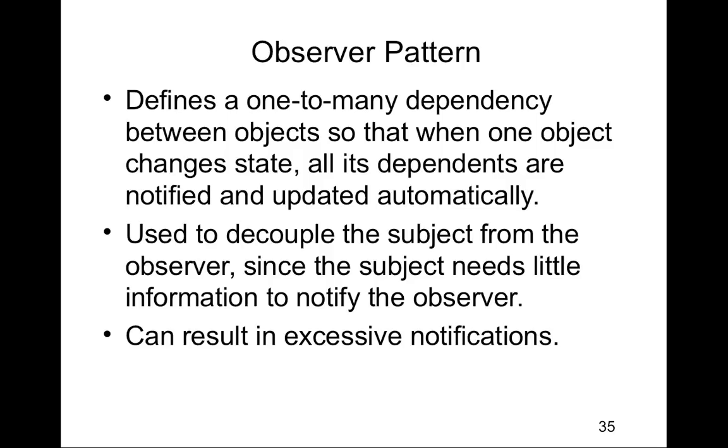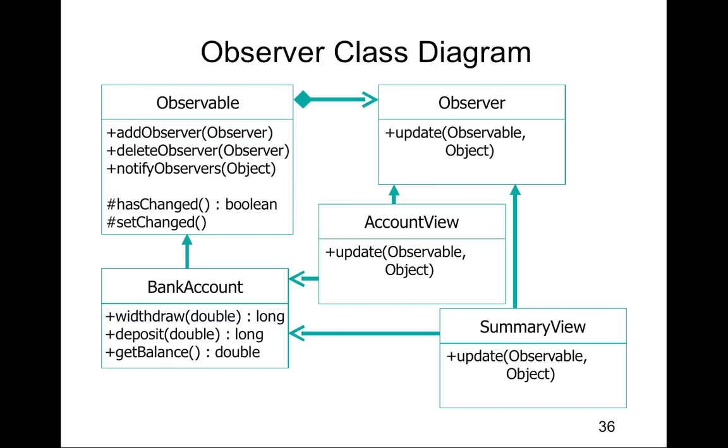But it's used to decouple the subject from the observer, since the subject needs little information to notify the observer, so it can result in excessive notifications. Yeah, they get a lot of talking going on. So if you're using all four components, you've got a lot of communication going on between all the different classes. Do you really need that? It's kind of like putting a traffic guard out on a signal that works. If the signal is working, why do you need a traffic guard out there to direct traffic? You don't. So you get rid of that guy, and the system runs faster.